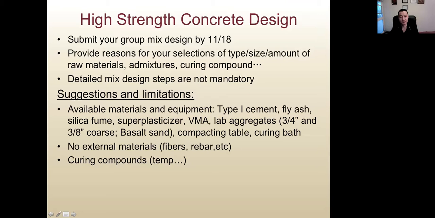We have no steel materials in the lab, but if you want to provide some fibers, that's fine. But you cannot use rebars in the concrete. You can specify what temperature you cure the concrete at, or the curing compound you want to use to cure your high strength concrete, and tell me why.